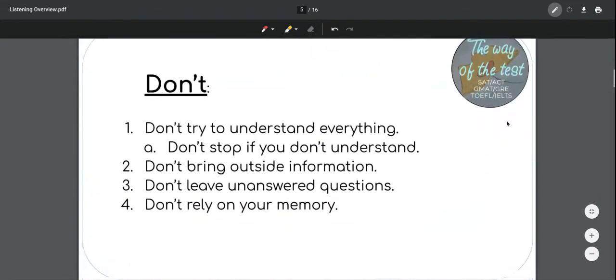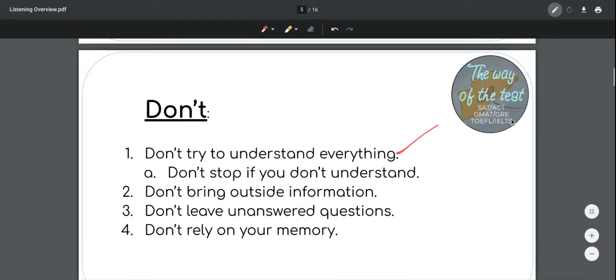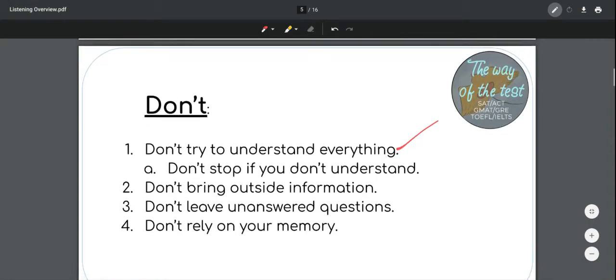Things we don't want to do: we don't want to try to understand everything. Remember, this is the same principle as in the reading section. You do not care about the whole topic. You just care about repeating or copying whatever information they're providing. We do not bring outside information. Remember, only the information in the audio in this case exists. We do not leave unanswered questions. Remember, these are multiple choice, so you will have at least 25% chance of getting it right if you guess. So it's better to be wrong than to be blank.